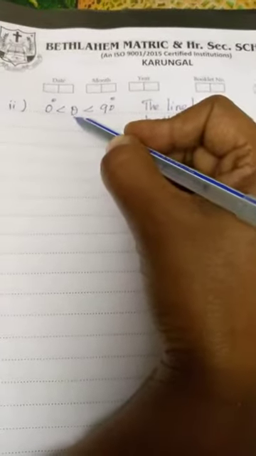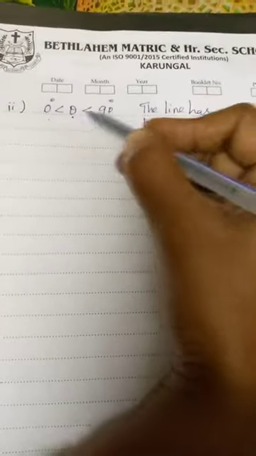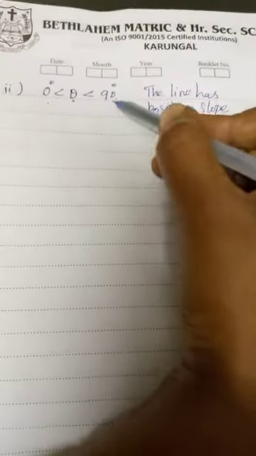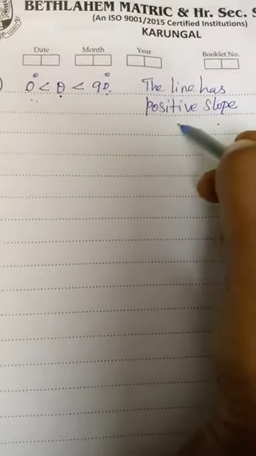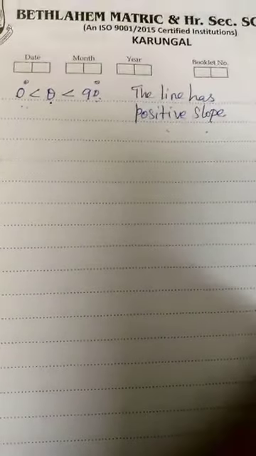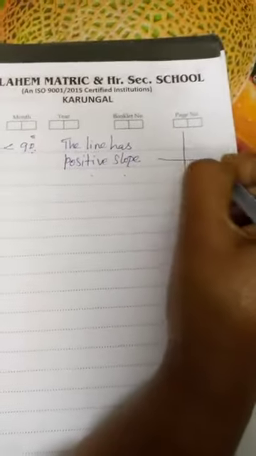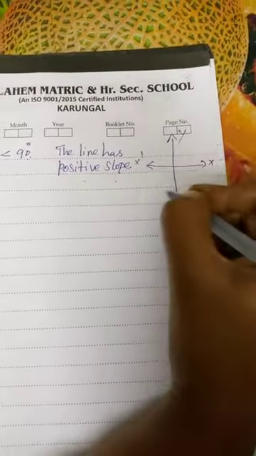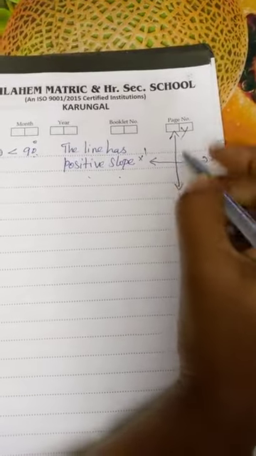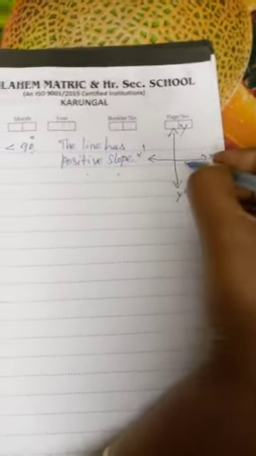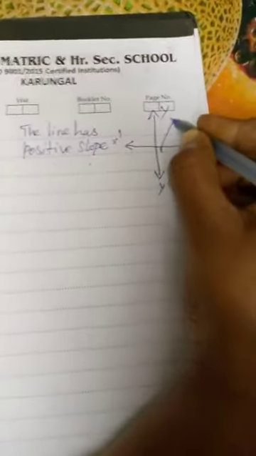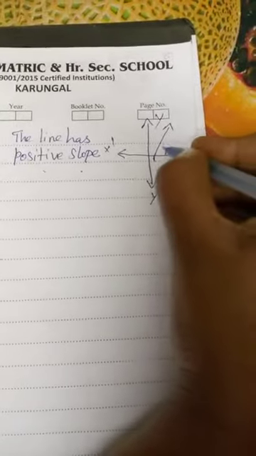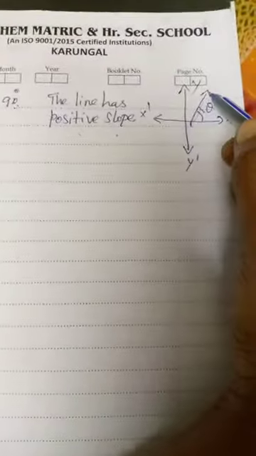When the line has a positive slope, theta lies between 0 and 90, which means above 0 degree and below 90 degree. The diagram will be: x axis, y axis, x dash, y dash. The line is positive slope. Let us draw the straight line here. The direction is positive. The line has positive slope.